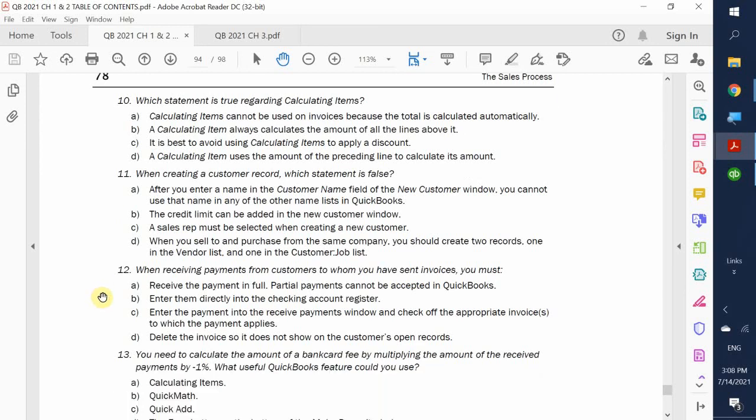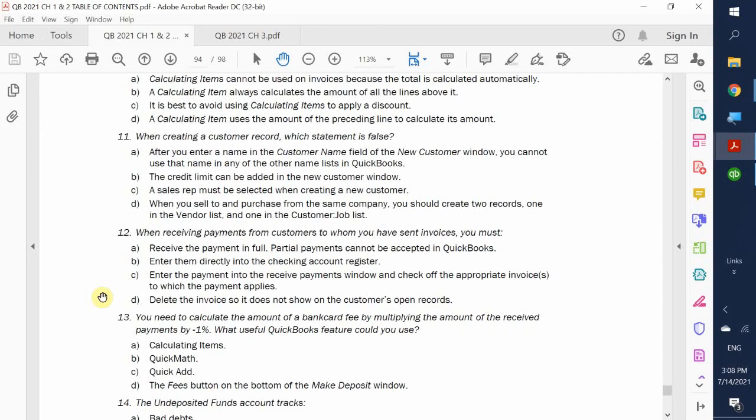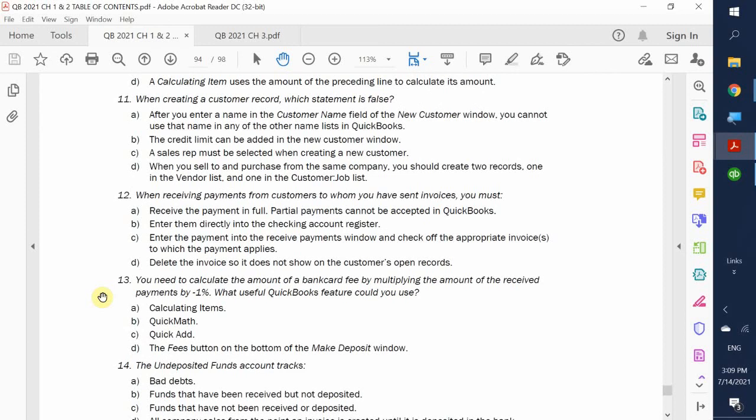Number 12, okay? When receiving payments from a customer to whom you have sent invoices, you must... C. Enter the payment into the receive payments window. Yes, because that's the only way. If you're increasing accounts receivable by entering in an invoice, that's the only way you're able to decrease accounts receivable: if you use the receive payments window. In this case, that's your only option. You can't be writing a check and saying, I'm depositing it into my bank account. No, that's not how it works.